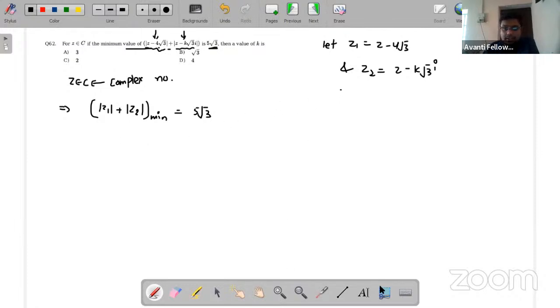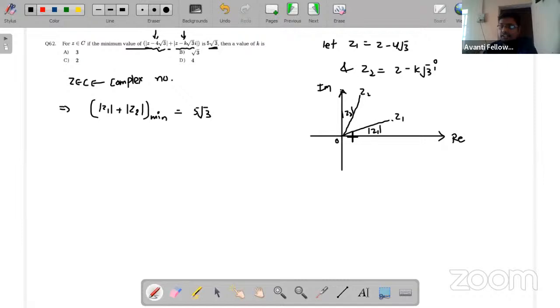Let me tell you the basic concept of this. Here on this Argand plane, this is the imaginary axis and this is the real axis. So if I assume on an Argand plane, let's say this point is Z1 and this point to be Z2. Modulus of Z1 means distance of point Z1 from origin. So this will be modulus of Z1. Similarly, modulus of Z2 will be the distance of Z2 from origin.